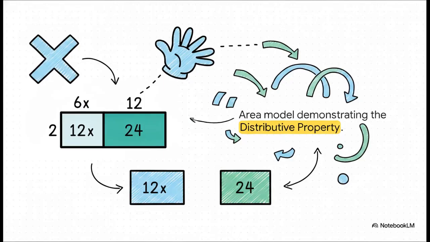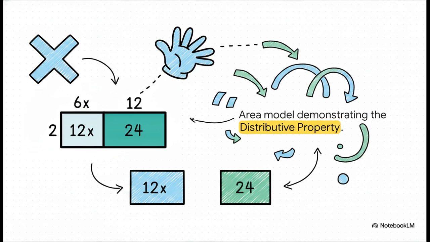We can also clean things up using the distributive property, and this area model visualizes it perfectly. It proves how a number sitting outside the parentheses has to multiply with every single term hiding inside. Imagine a rectangle. The width of the whole shape is 2. The length is split into a part that's 6x and a part that's 12. Now to find the area of the entire shape, you multiply the width by the total length. You basically have to distribute or hand out that 2 to everything inside.